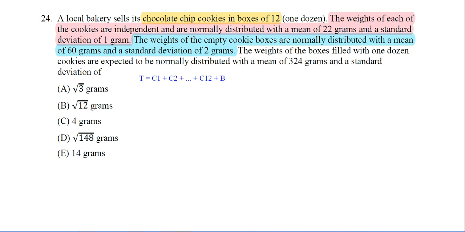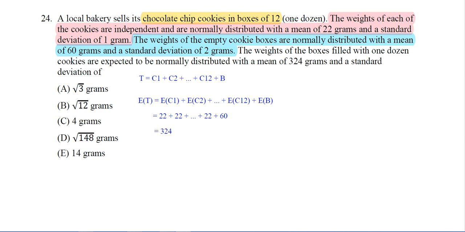Now we know that when we add variables, their means or expected values add as well. So we can also write the expected value of the total weight is the expected value of cookie 1 plus the expected weight of cookie 2 plus, so on and so forth, plus the expected weight of the box. Okay, and we know each of these expected weights. That's just the mean given in the problem. So it's going to be 22 grams for each of the cookies plus 60 grams for the box. I added that up off screen. It's 324 grams.